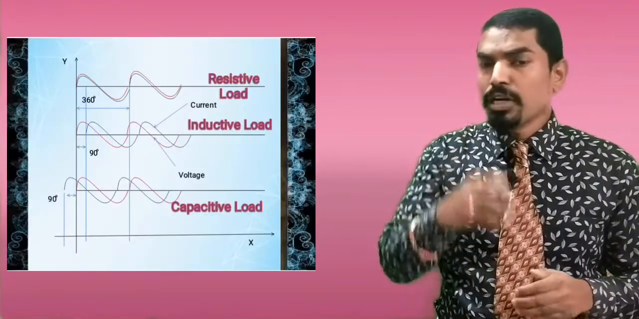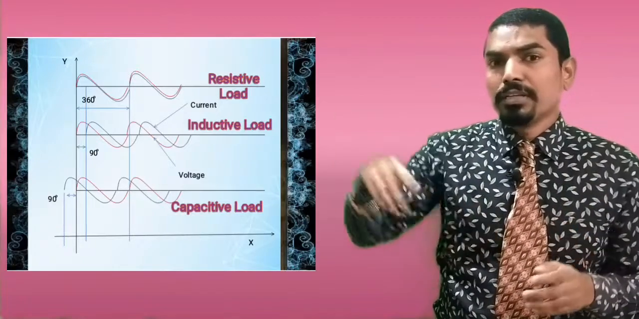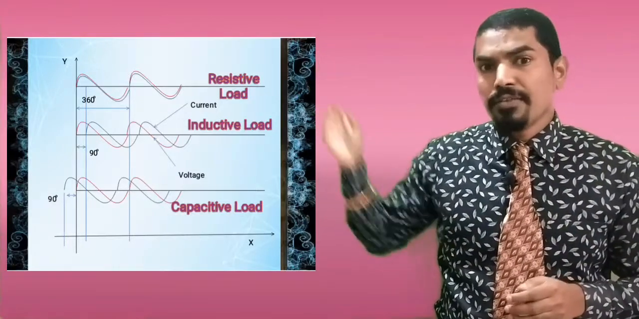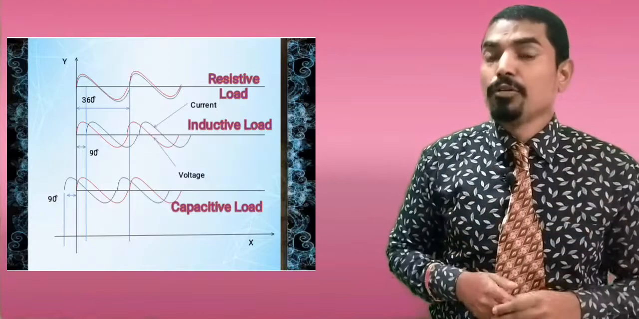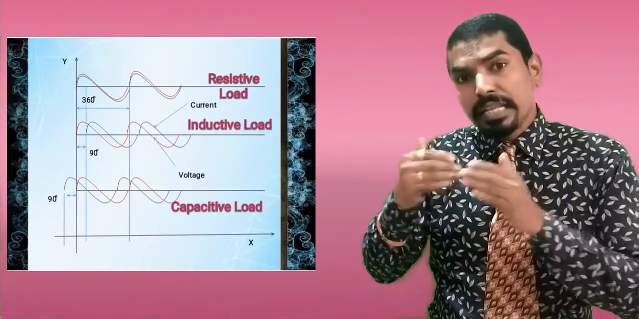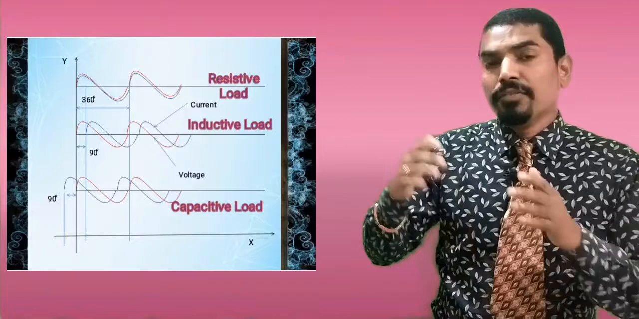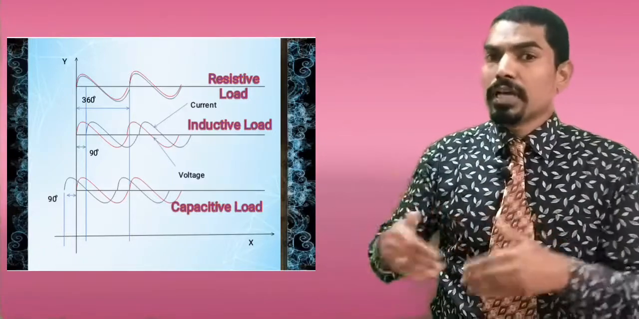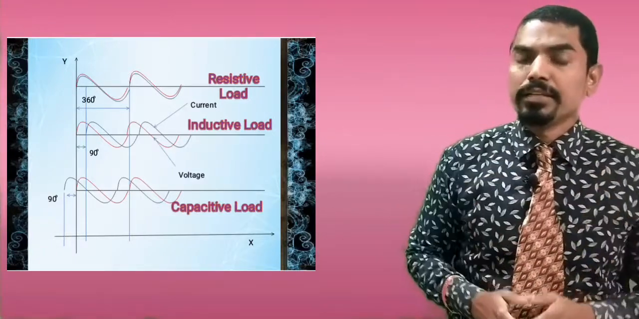Friends, from this I think you have got some idea what is active power and reactive power. Active power is the power which is actually being consumed by the electrical equipment. Now just see on the graph, as I already told you, in case of resistive load, current and voltage are in same phase, whereas in case of inductive load, current lags behind voltage by 90 degree, whereas in capacitive load, current leads voltage by 90 degree.